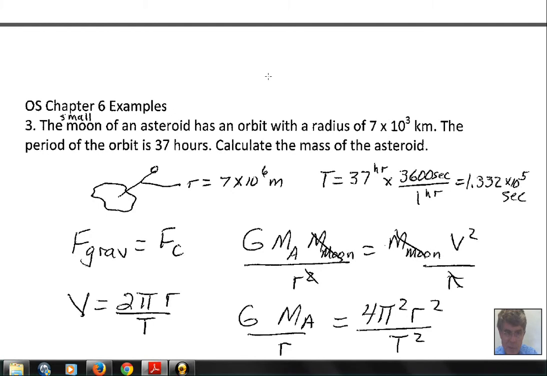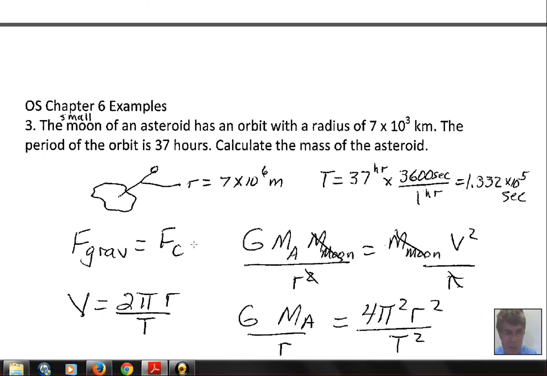We're going to have a simplifying assumption that the two objects are spheres, and this r value is the distance from the center of the spherical asteroid to the center of the spherical moon. And that distance is 7 times 10 to the 6 meters. So that's from center to center. That's what we need for the law of gravity. The period of 37 hours, hours is not a standard metric unit for time, so we convert that into seconds, roughly 1.3 times 10 to the 5th seconds.